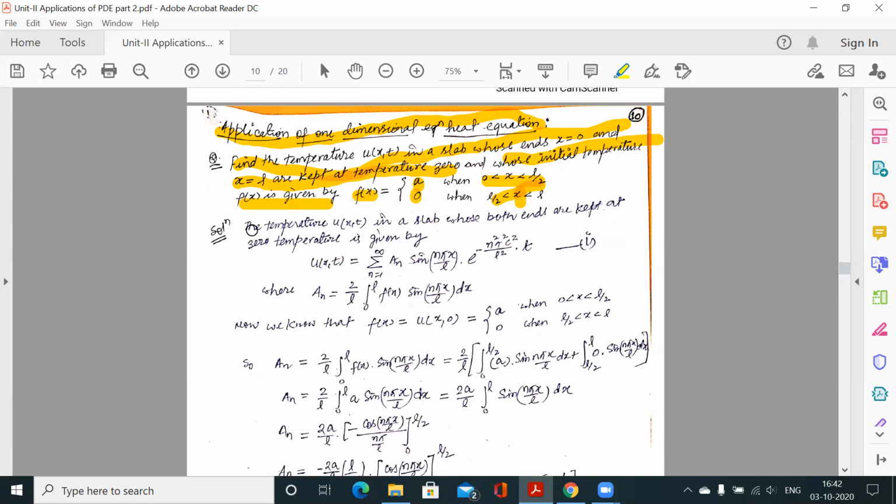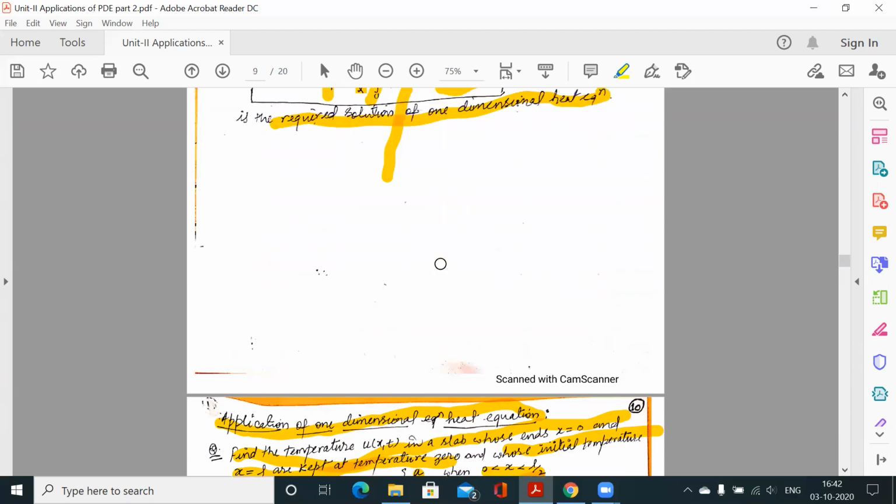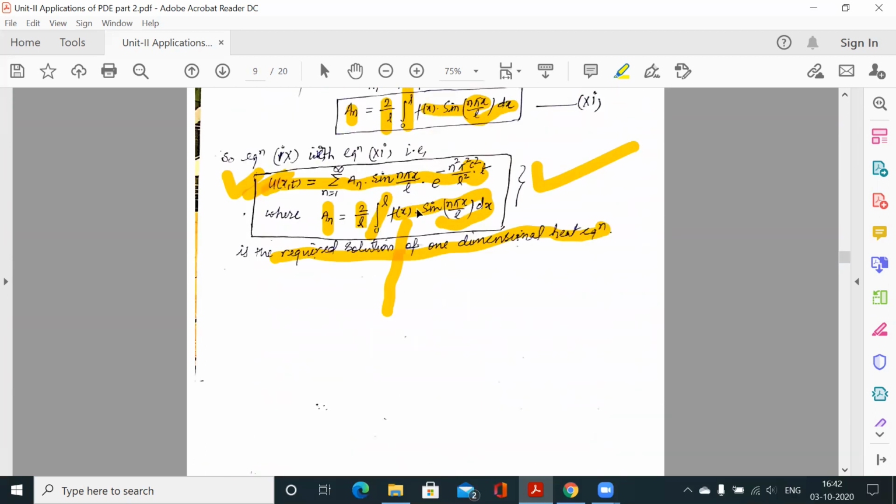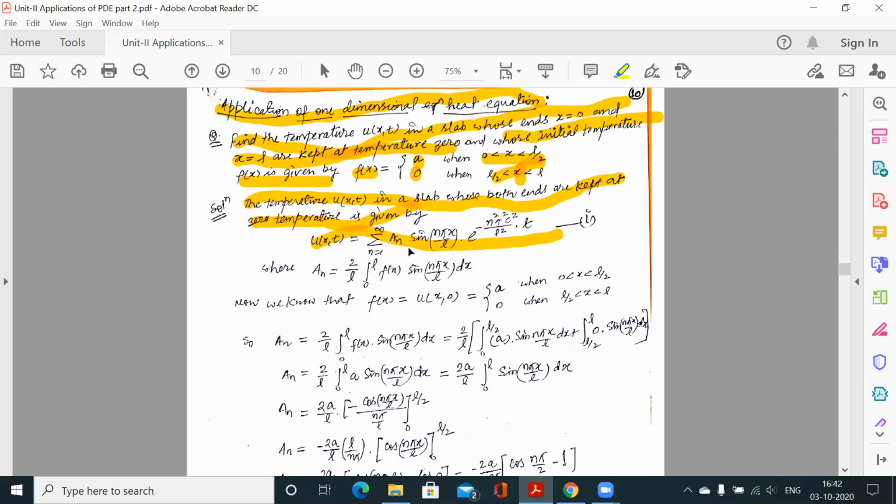So simply we have to write the temperature u(x,t) in a slab whose both ends are kept at 0 temperature, which is given by this. This was the solution: u(x,t) is summation a_n sin(n pi x by L) e to the power something, where a_n is given by 2 by L integral 0 to L f(x) sin(n pi x by L) dx. So now we have to substitute f(x). We know f(x) in the question. What is f(x)? f(x) is u(x,0). So this is A when x is between 0 to L by 2, and this is 0 when x is between L by 2 to L.